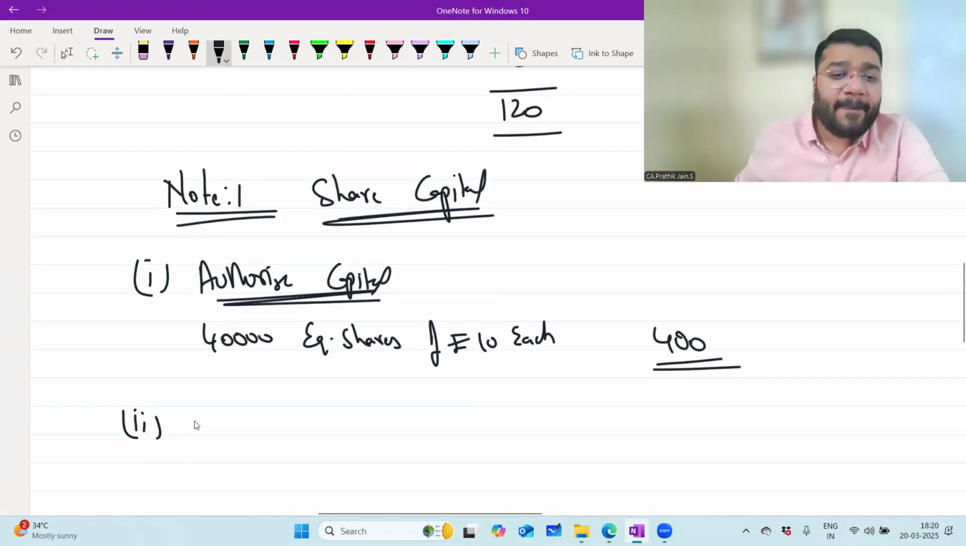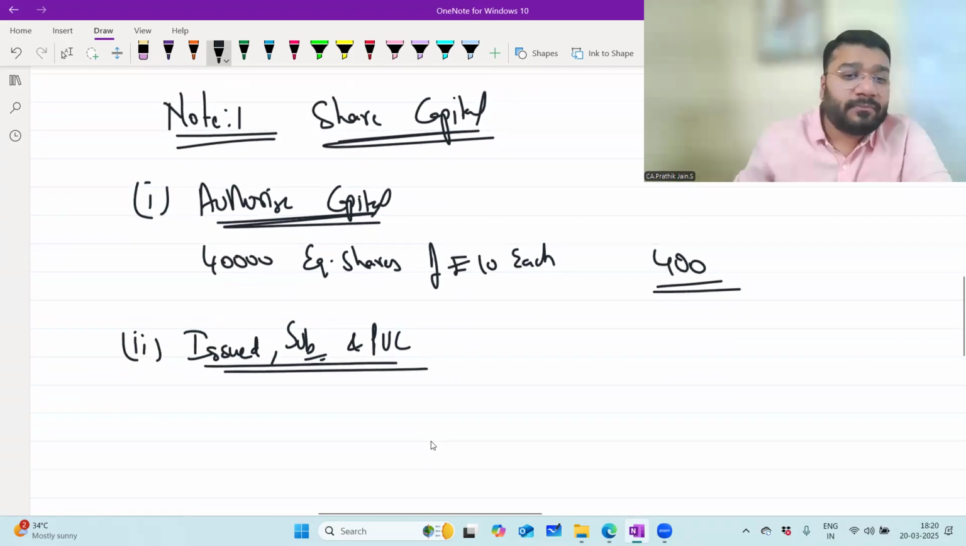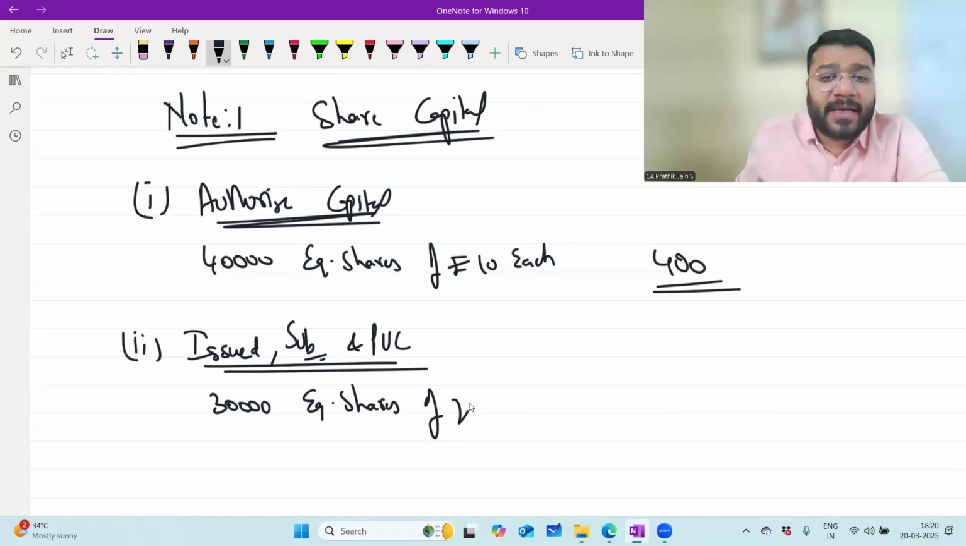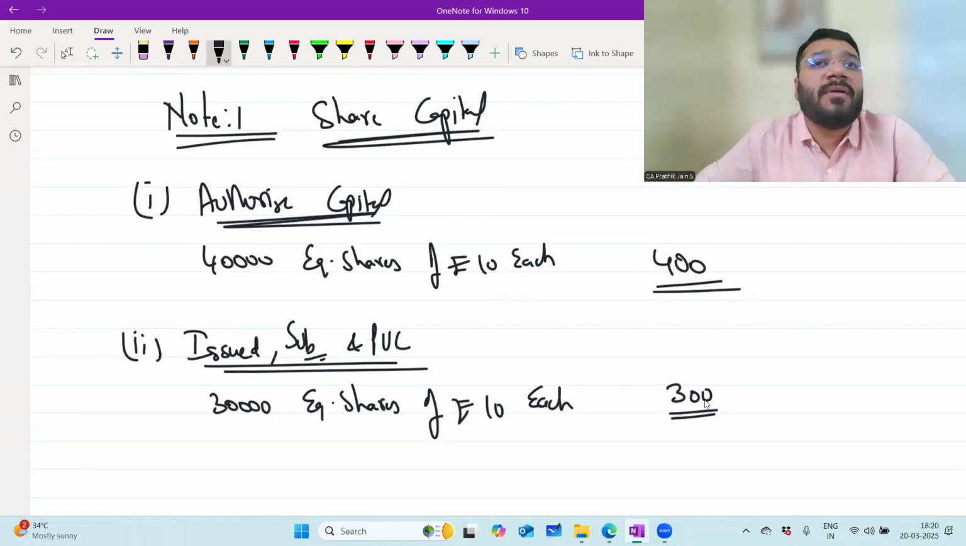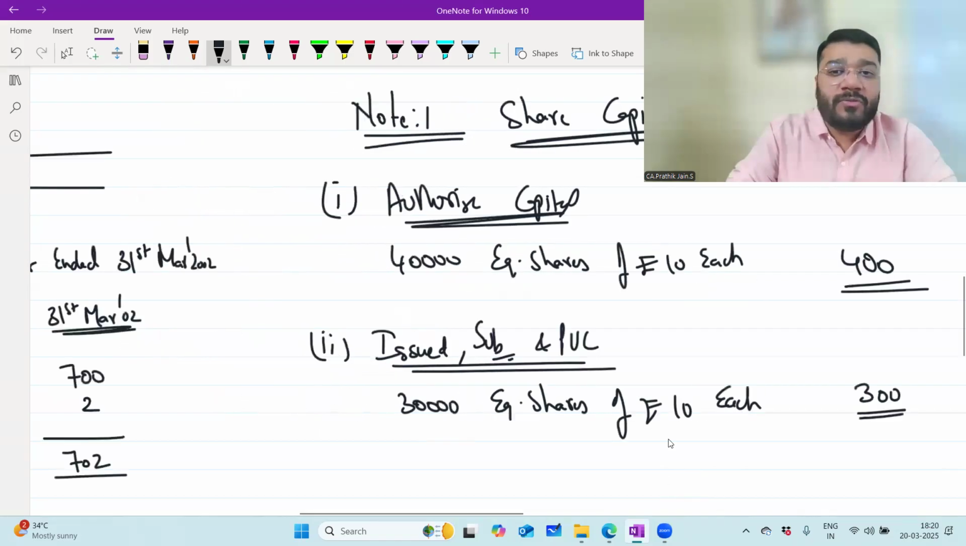Second one is issued, subscribed, and paid up capital. Paid up 30,000 equity shares of rupees 10 each. Any call scenario? No. So directly in the outer column, 300,000. Any disclosure to be given? Bonus issue? Non-cash consideration? Nothing. One more will come, buyback. So next chapter is buyback. So that time I will tell you what is the disclosure for buyback. So please write 300 here.